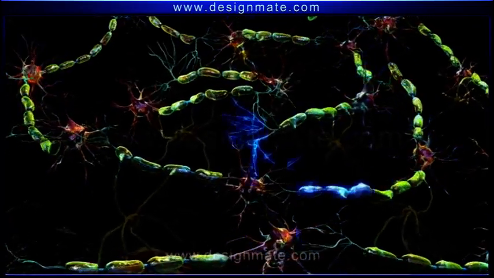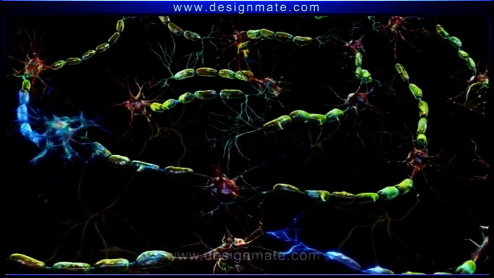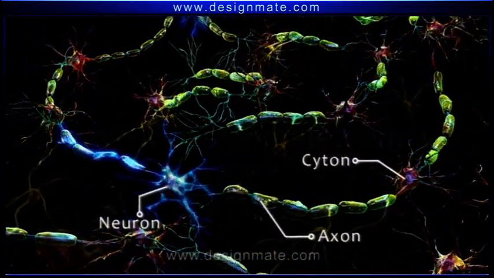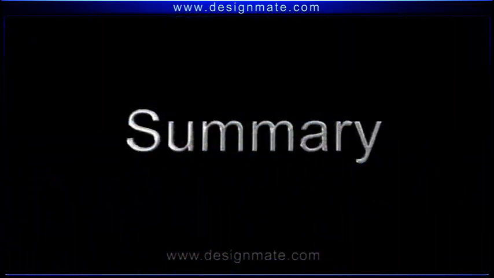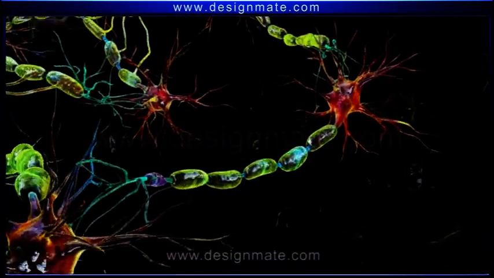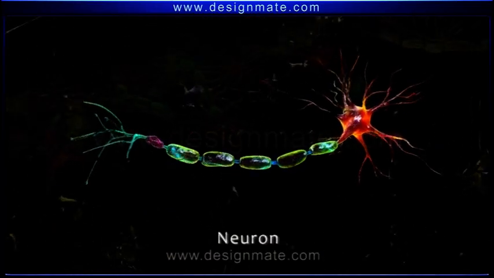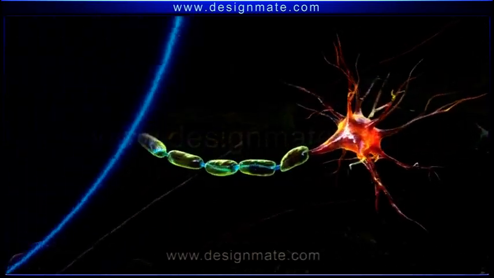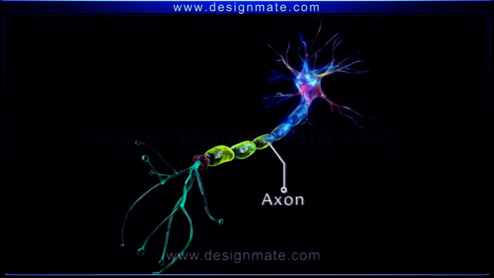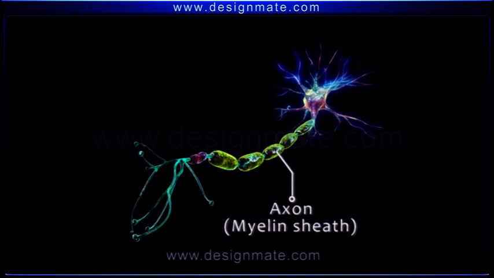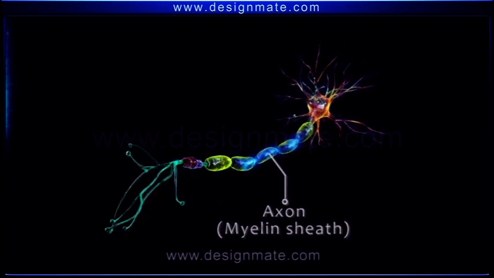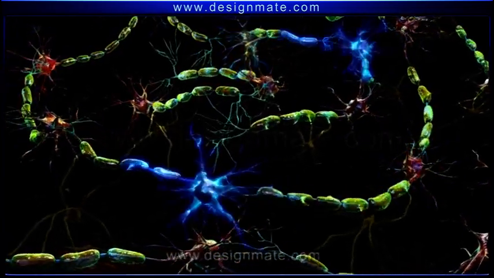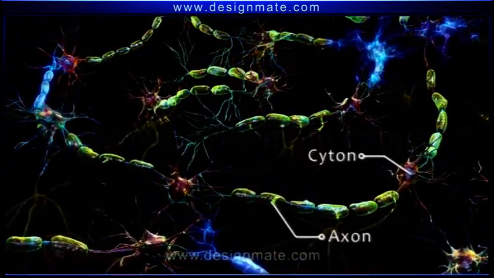A zoomed-out view shows that the impulse always travels from the cyton to the axon and then is passed on to the next neuron. A summary will help us remember that a neuron has three main parts, namely the dendrites, cyton, and axon. The axon shows a covering known as the myelin sheath, which helps in impulse transmission. The impulse travels through the neuron in one direction only, that is, from cyton to the axon.